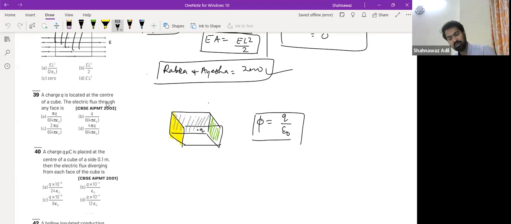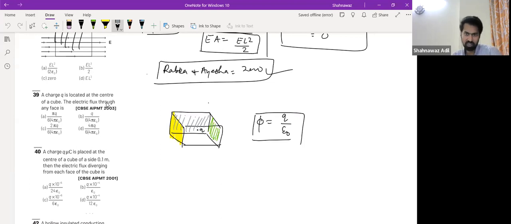So how many faces do we have in a cube? This is not exactly a cube but a cuboid, but let's assume that this is a cube. So we have 1, 2, 3, 4, 5, and 6. Six faces, right, Rabia? Yes, sir.